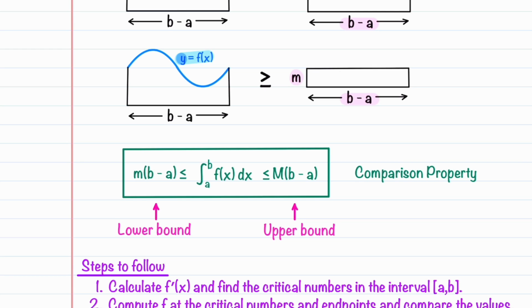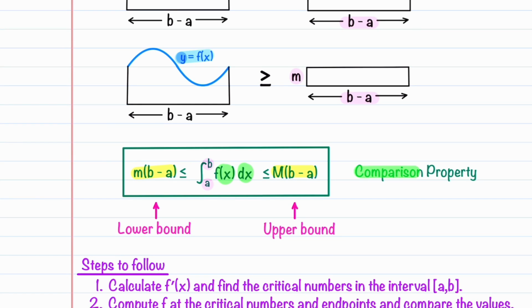We can then put this all together and we can say that the integral from a to b of f of x dx is going to be greater than or equal to m times b minus a. That's our lower bound. And it's going to be less than or equal to capital M times b minus a, which is our upper bound. This is called the comparison property.